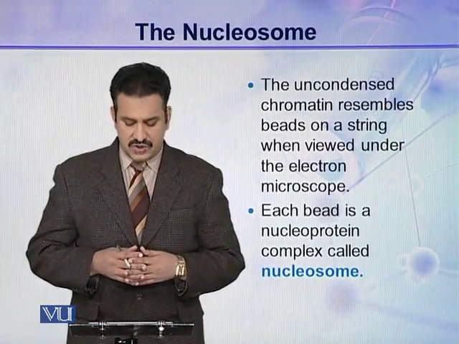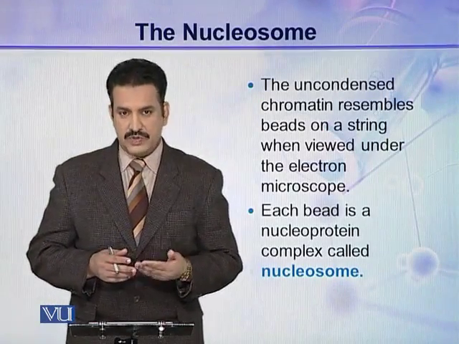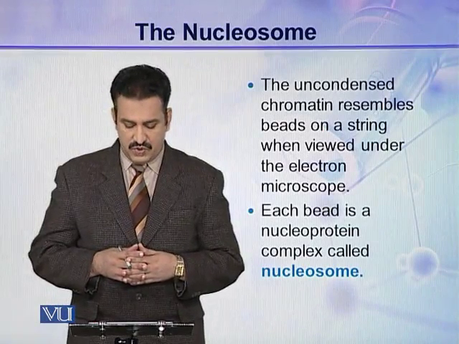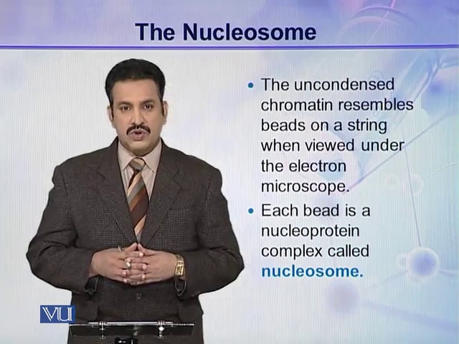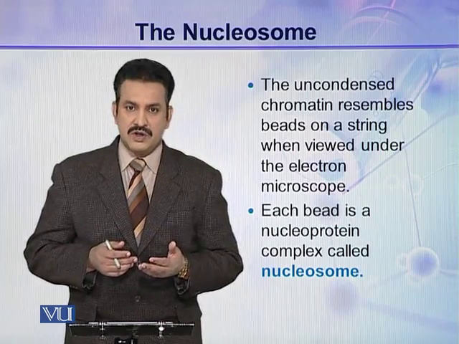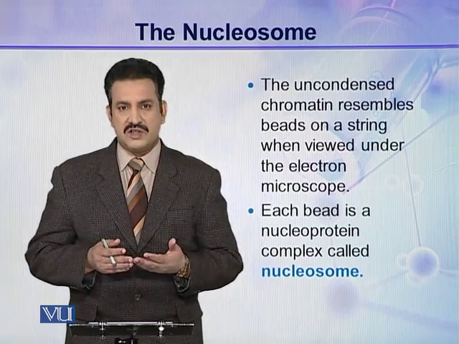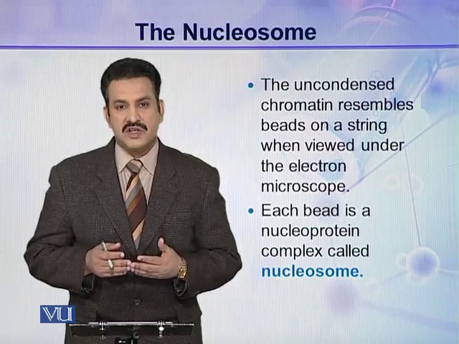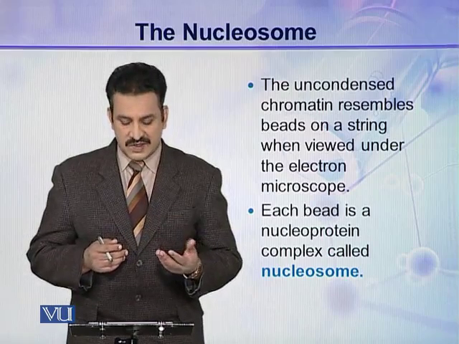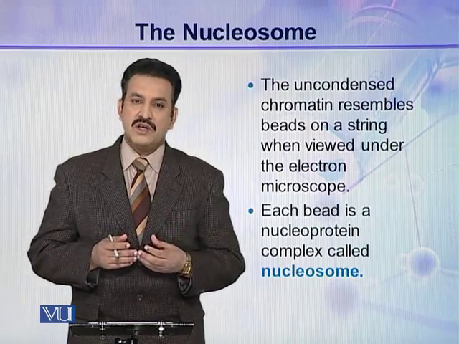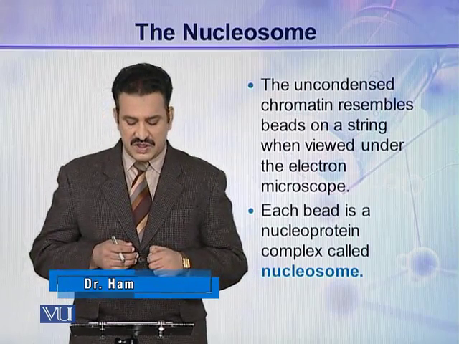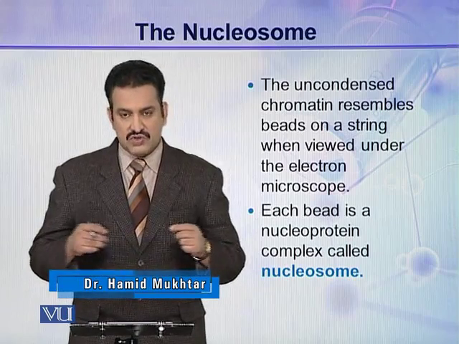The uncondensed chromatin, or the euchromatin, resembles beads on a string when viewed under the electron microscope. In interphase, when the cell is not dividing, the chromosomes are not present at that time. So all the chromatin is in uncondensed form, and in that form, if we see the chromatin under the electron microscope, it appears as beads on a string.